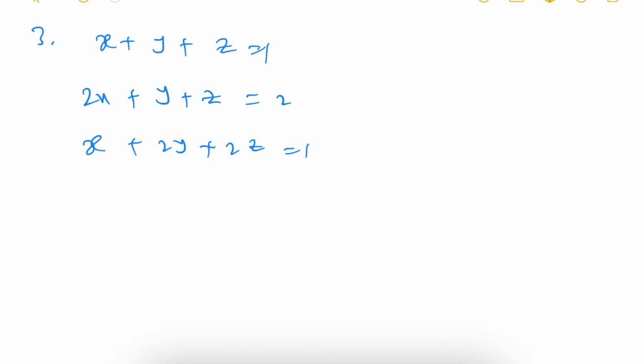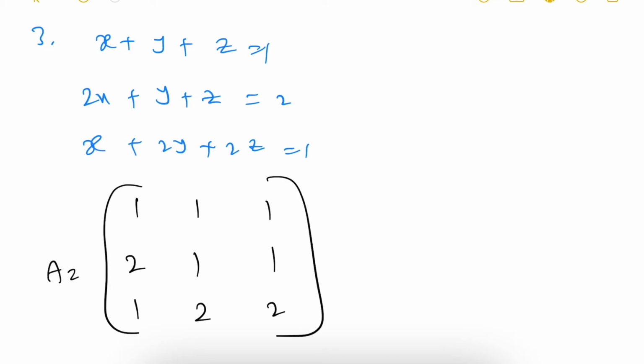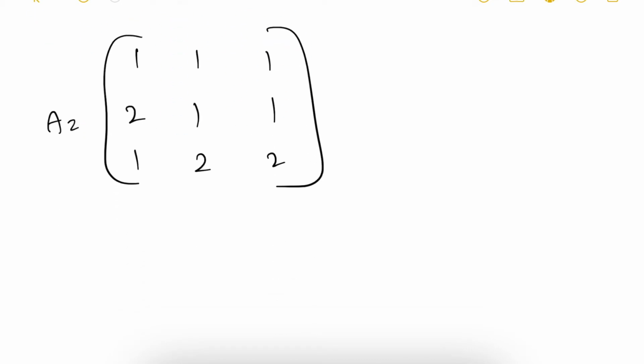So here first we need to find out the normal matrix, matrix A. A equals the x coefficient, y coefficient, z coefficient in each row. Okay, for this we need to find out the rank first of all. First, I will go with the 3 by 3 matrix and find the determinant.